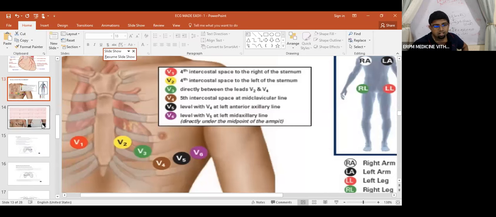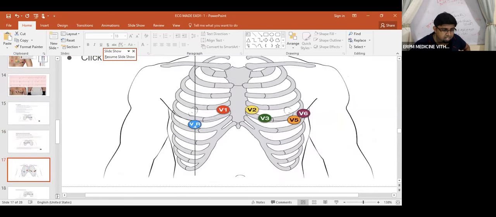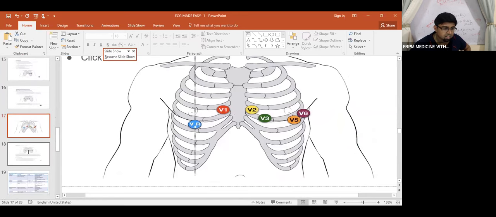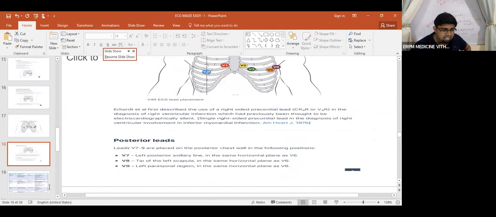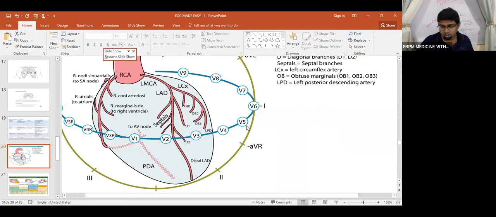V3, V4 look here. V5, V6 look at the lateral side of the heart. Clear? Okay.